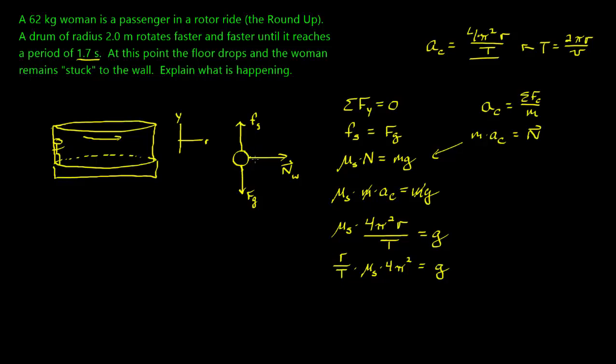Anyway, the faster you go, or the less the period is, the greater the acceleration. So the greater the normal force will get, creating more and more friction. But you just need to get the normal force such that the friction force is equal to the force of gravity. And that's the rotor ride.